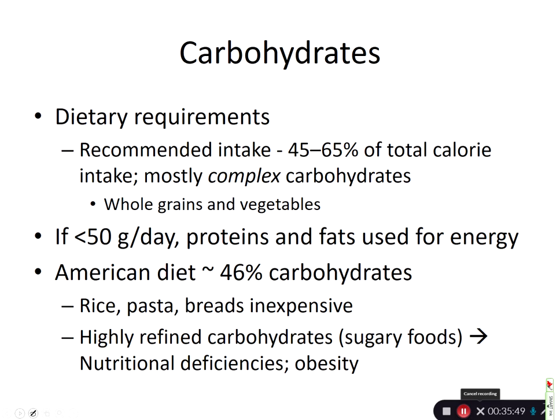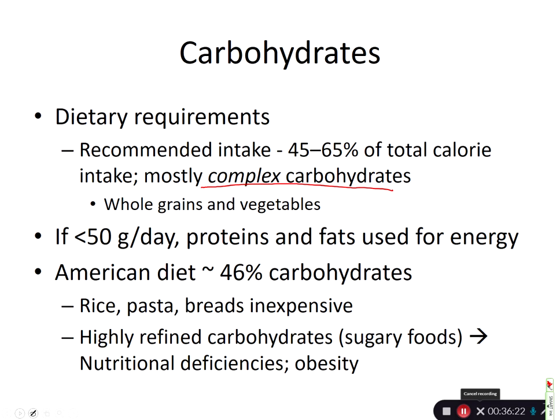So the dietary requirement for carbohydrates is somewhere between 45 and 65% of your total caloric intake for the day. So that's huge, right? I just told you about how grains are sort of the base of the food pyramid. And grains are mostly going to be those carbohydrates. Mostly, though, what we say when we say 45 to 65%, we're talking about complex carbs. So we're talking about whole grains. We're talking about vegetables that have complex carbs in them.